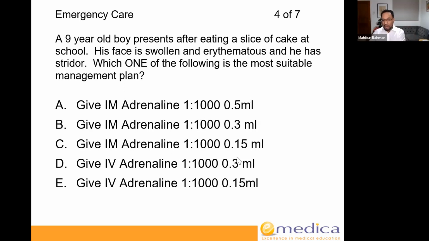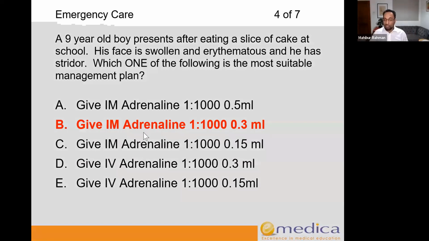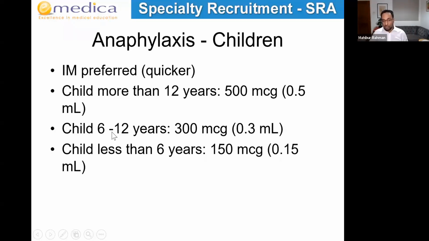And then basically we can eliminate D and E. It's either A, B, or C. And then the amount is based on age. So he's 9. So the correct answer is B, 0.3 mils. Okay. If it was under 6, it'd be 0.15 mils, 150 micrograms. Because he was between 6 and 12, it's 300 micrograms, so that's 0.3 mils. And then 12 plus and adults, it's 500 micrograms, 0.5 mils, okay?